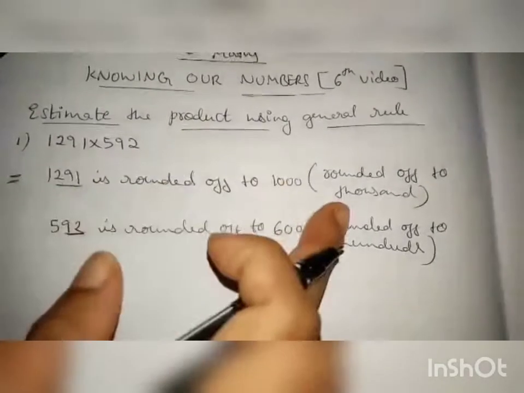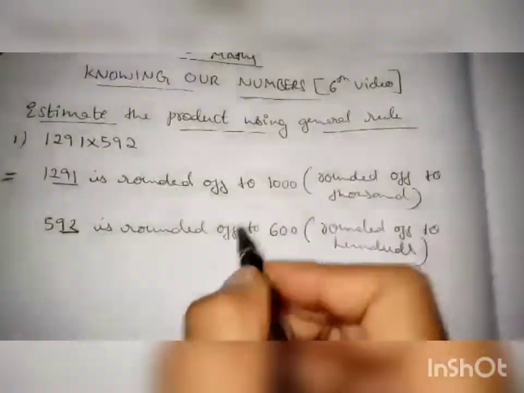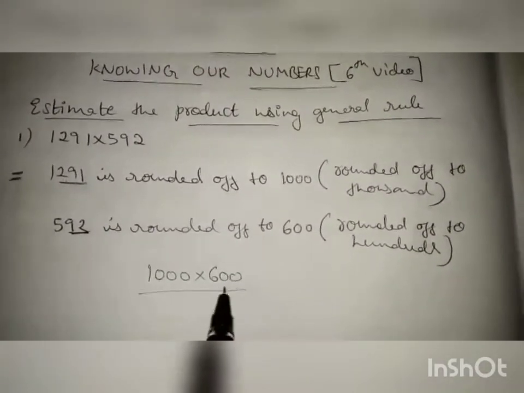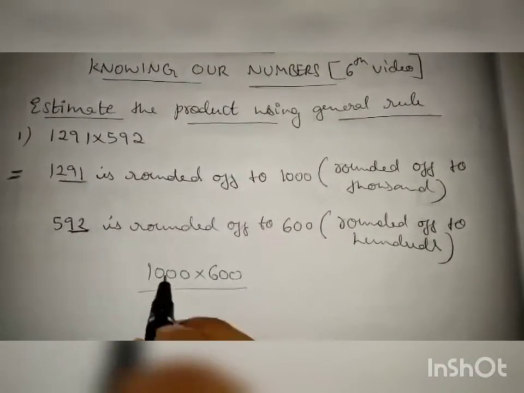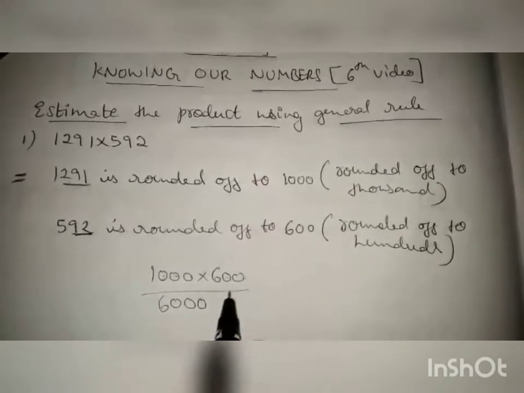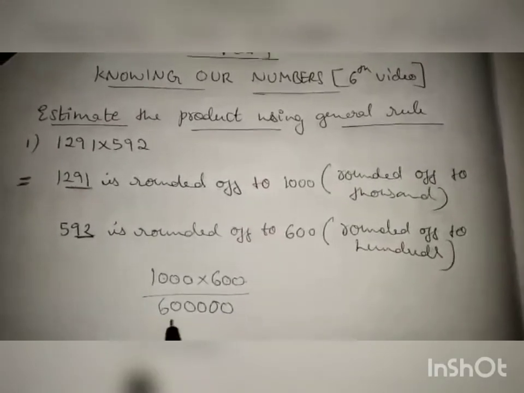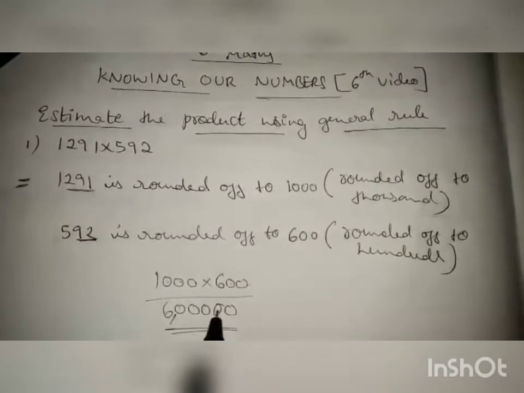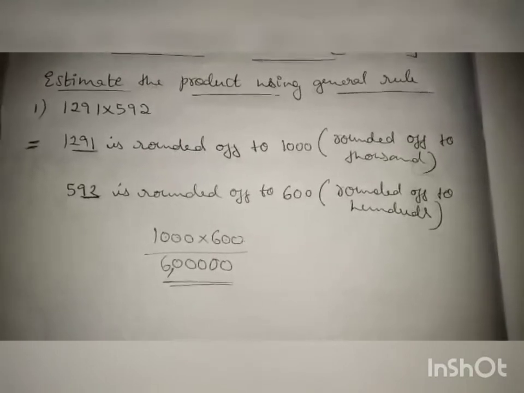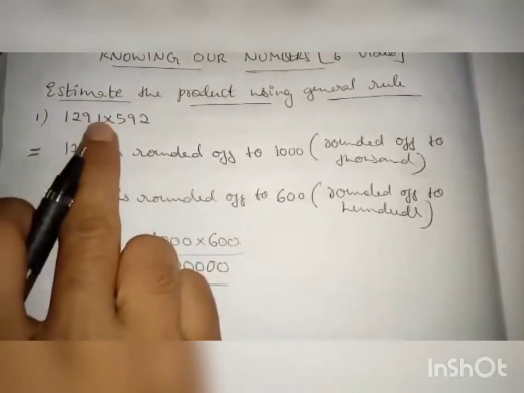So now we'll find the product of these two. What is that? 1000 into 600. So how will you multiply? Simple way. 6 ones are 6. Then put away the zeros: 1, 2, 3, 4, 5. So 6 lakh. So the product you got is 6 lakh. Let me check what the actual product is.